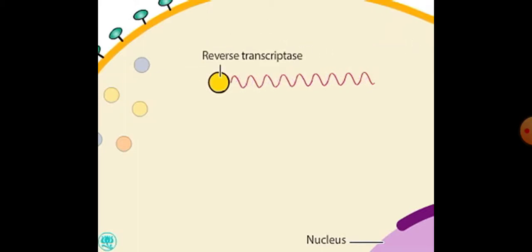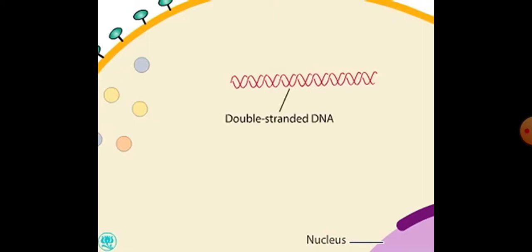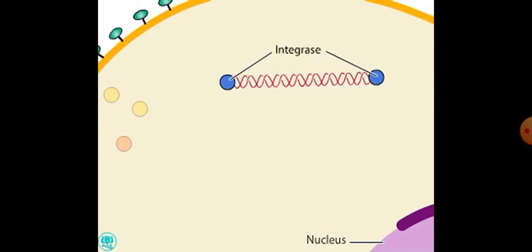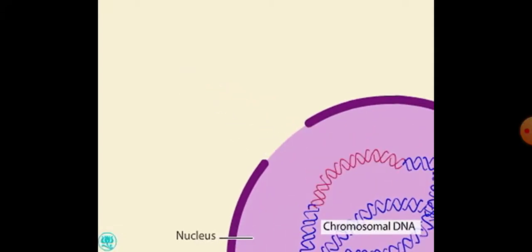Reverse transcriptase then synthesizes a second DNA strand, using the first strand as a template. The double-stranded viral DNA enters the nucleus with several types of viral proteins, including an enzyme called integrase. Integrase enzymes splice the viral DNA into the host cell's chromosomal DNA. The integrated viral DNA is known as a provirus.